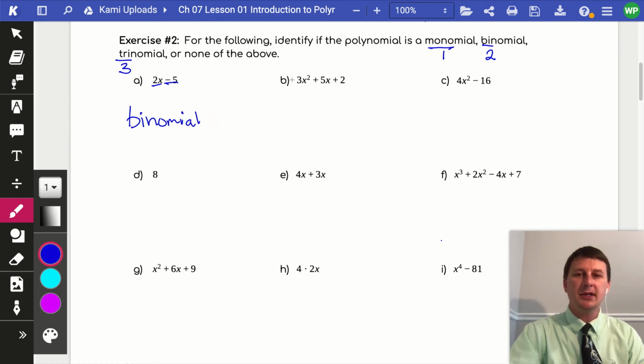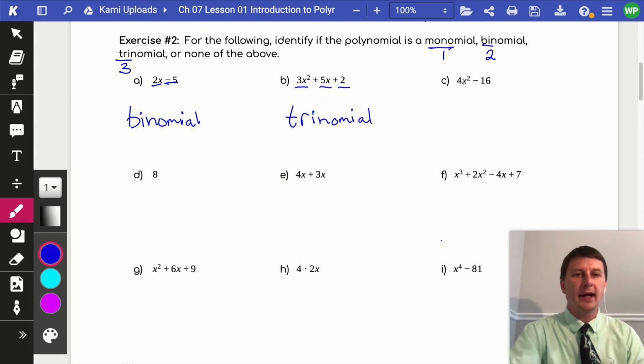Then we have 3x squared plus 5x plus 2. And are any of these like terms? Can we combine any of these? X squareds can't be combined with x's. X's can't be combined with constants. So we cannot combine any of those. So we have 1, 2, 3 terms. So that's going to be a trinomial for 3 terms.